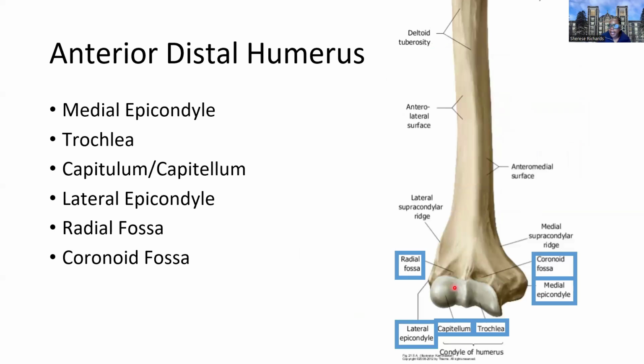Let's look at the distal end. So the distal end also has some projections and some grooves or fossas. First off, we've got the epicondyles.